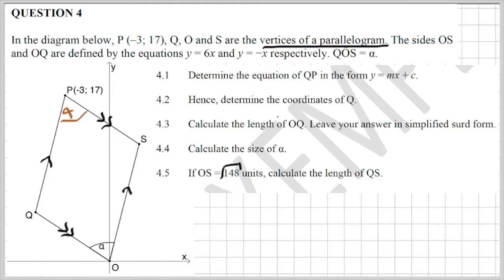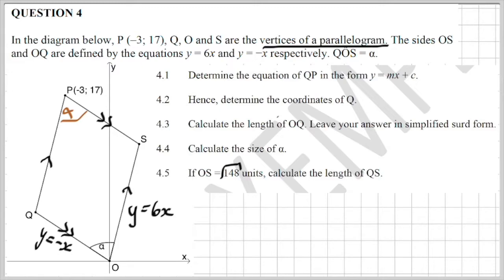And look, if I need it, alpha is also the size of angle P. It's not necessarily that we are going to use it, but it's maybe something for you to remember. Let's look at what implications there are about the parallel lines. It says the sides OS and OQ are defined by the equations y = 6x and y = -x. What do I know about those two lines?